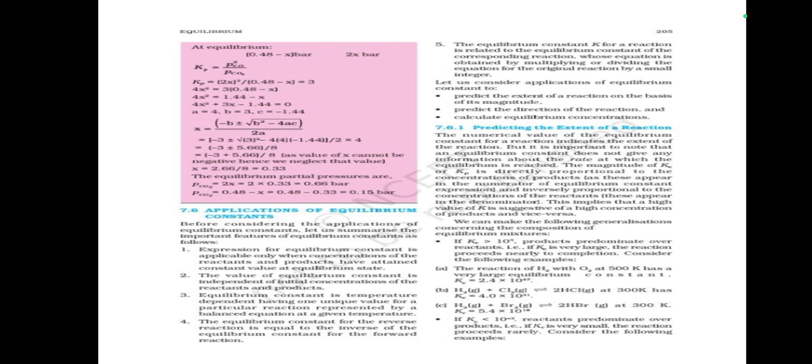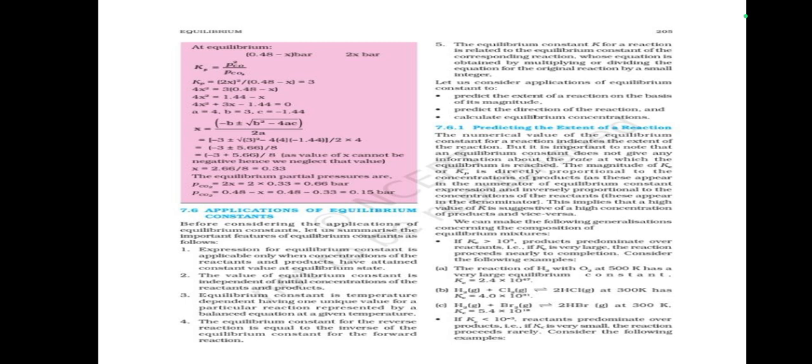Applications of equilibrium constants. The expression for the equilibrium constant is applicable only when the concentrations of the reactants and products have attained a constant value at the equilibrium state. The value of the equilibrium constant is independent of the initial concentrations of the reactants and products. The equilibrium constant is temperature dependent, having one unique value for a particular reaction represented by a balanced equation at a given temperature. The equilibrium constant for the reverse reaction is equal to the reciprocal of the equilibrium constant for the forward reaction.